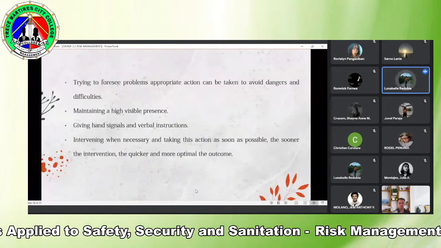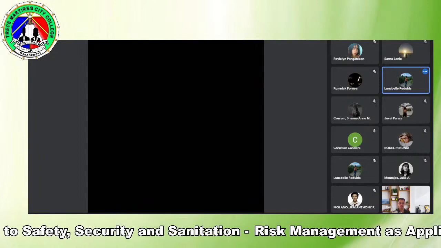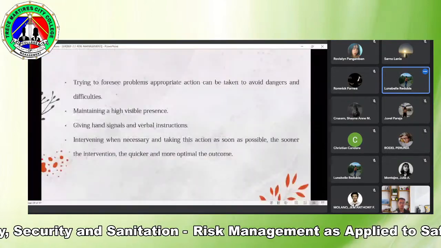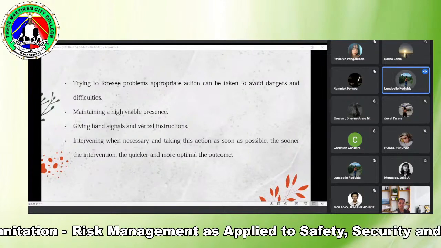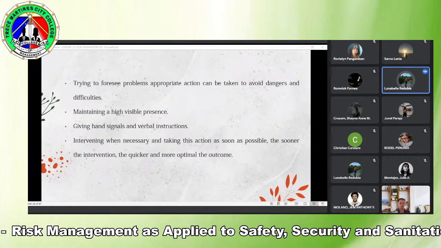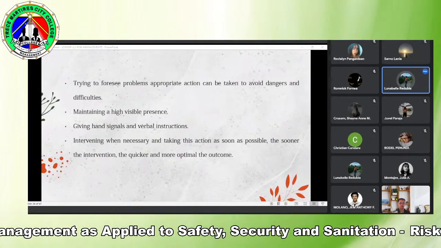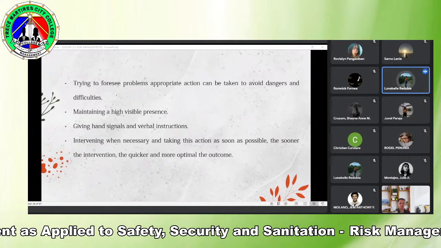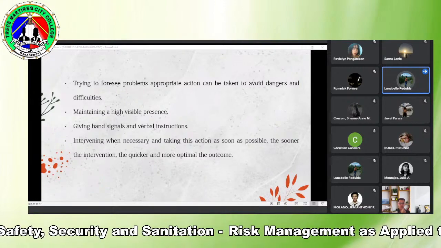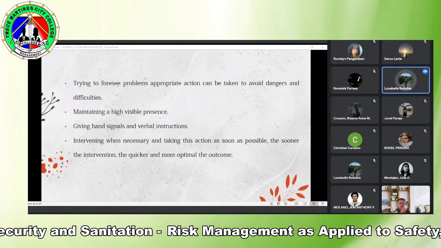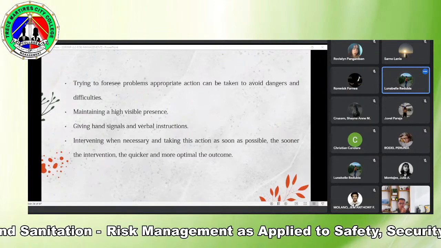Giving hand signals and verbal instructions. Example po dito is yung mga cyclist or iba pang motorista. Di ba while nagra-ride sila, may mga hand signals doon na kung kailan sila babagal or kailan sila liliko, hihinto, para maiwasan yung pagkakagulo sa daan.